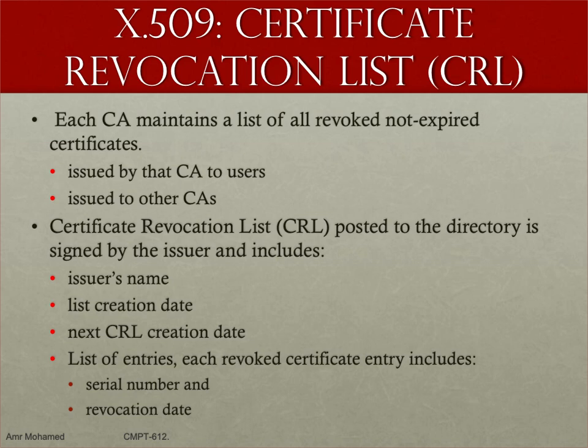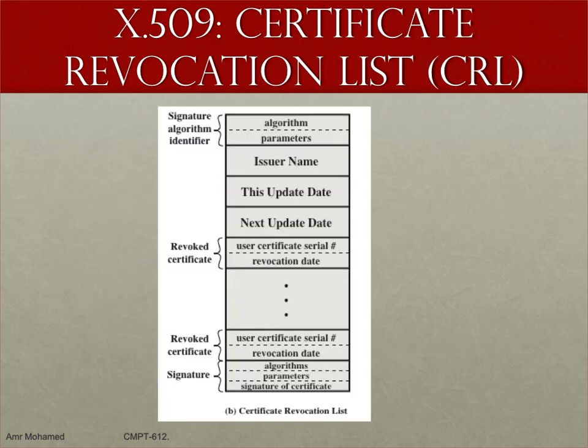Then the list of entities, and we can revoke the certificate by what? By the serial number. We included the serial number in the certificate. So we include this serial number and the revocation date. That's it. So this is the issuer, the update date and next update date, as we said, and the serial number and revocation date. That's it.